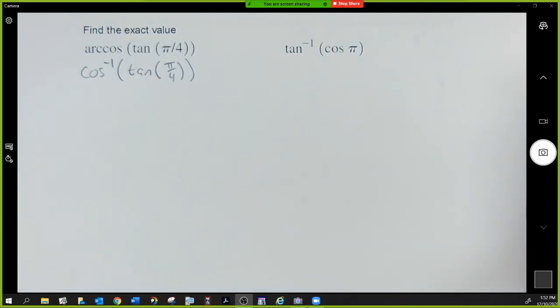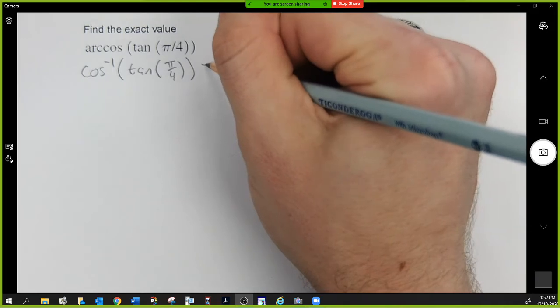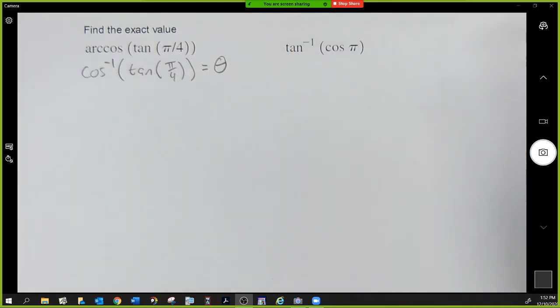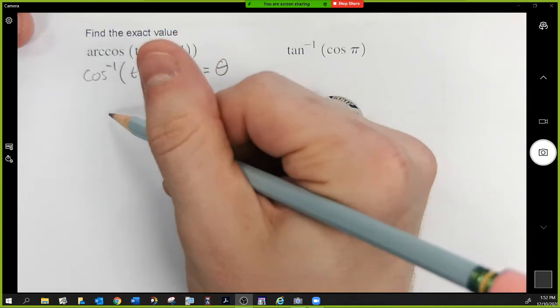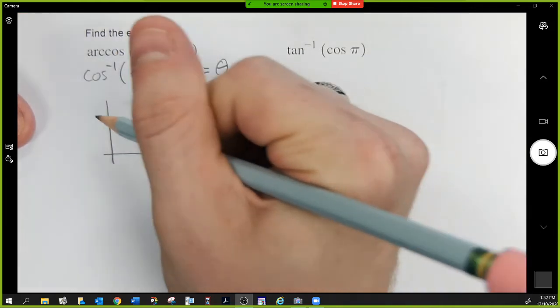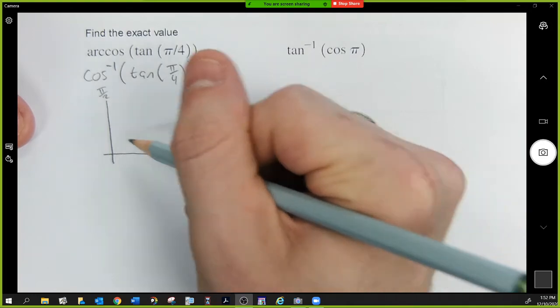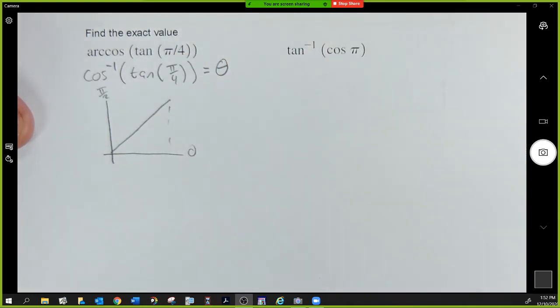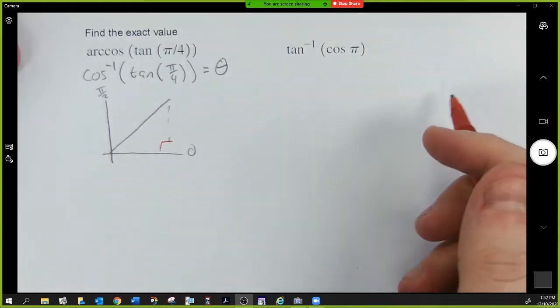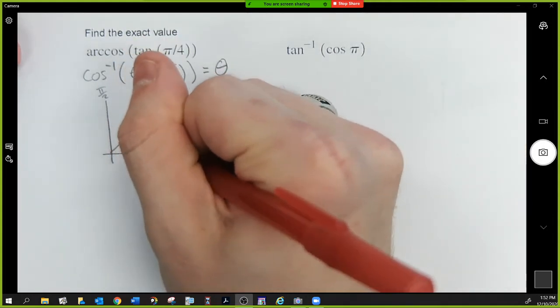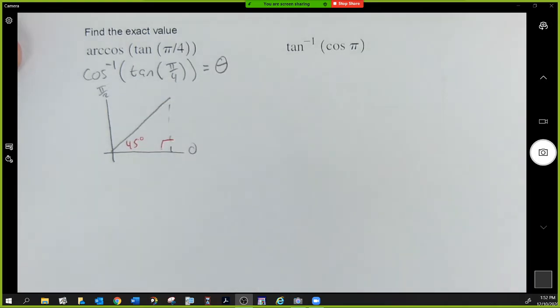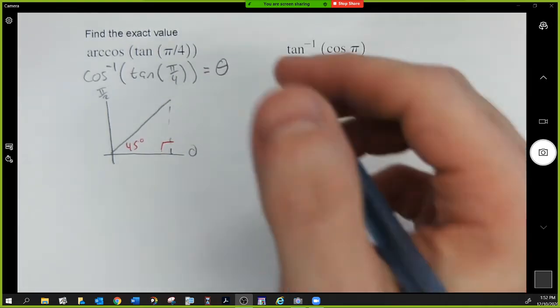Because the outside is trig inverse, I know that this is going to result in some angle. That's what I know. So the first thing I'm going to do is evaluate the inside. I'm going to figure out what tangent of π/4 is. Well, π/4 is 45 degrees. This is a 45, 45, 90, which is 1, 1, √2.